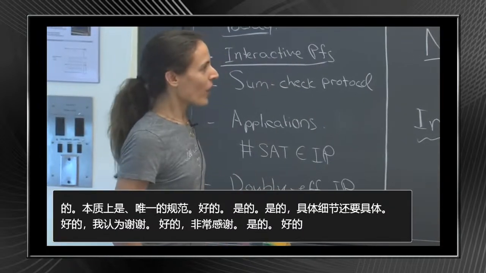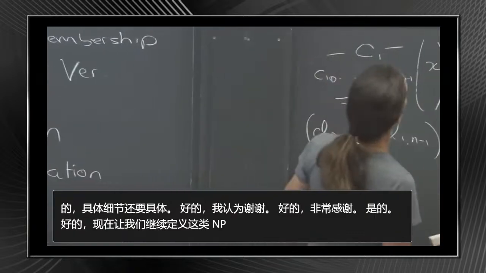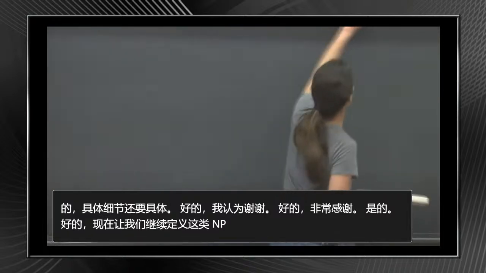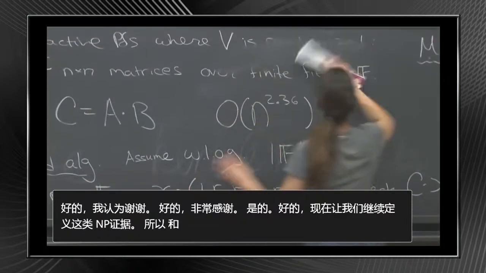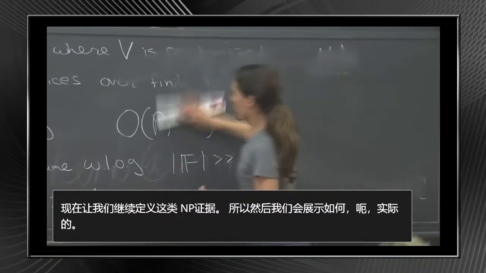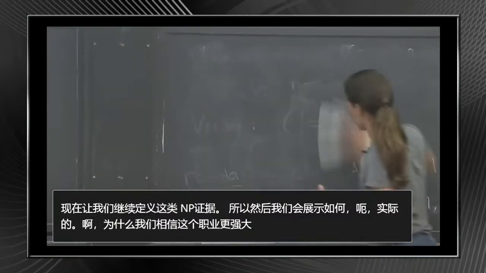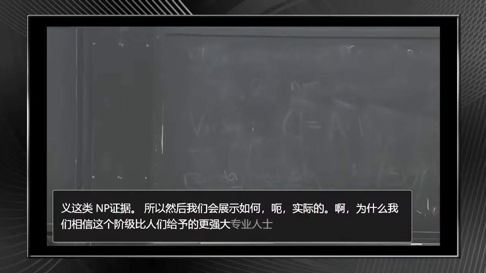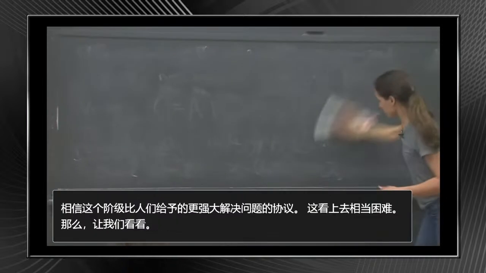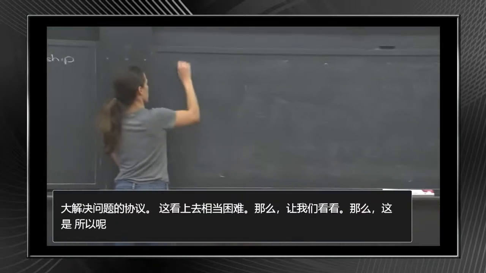Okay. So now let's go ahead and just define this class, IP, interactive proofs. And then we'll show why we believe this class is more powerful than NP. We'll give a protocol that solves a problem that seems pretty hard.